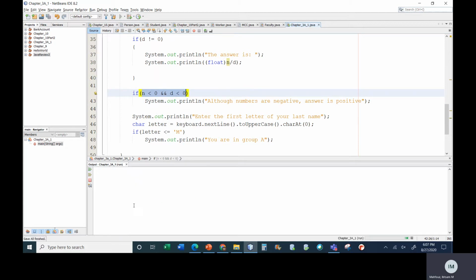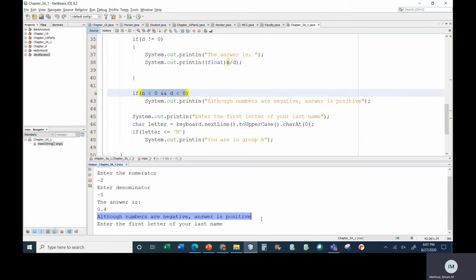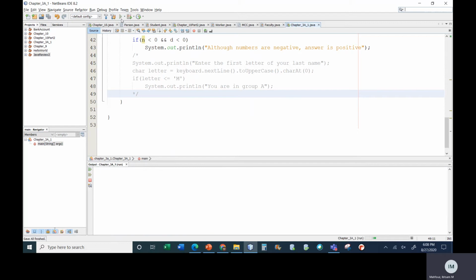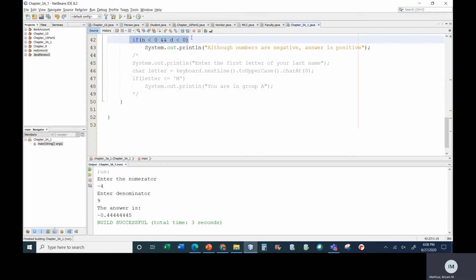So if I run it with negative numerator, -2, -5, I get that sentence printed. I'm just going to comment out the code below it so that it will be easier for us to see whether it got printed or not. Now it's going to be the last statement in our code to get printed. Let's run it again, and this time I'm going to give different numbers. If both of them are positive, I don't get it. If one of them is negative and the other is positive, I still don't get it. So here I only get it if both of them are true.